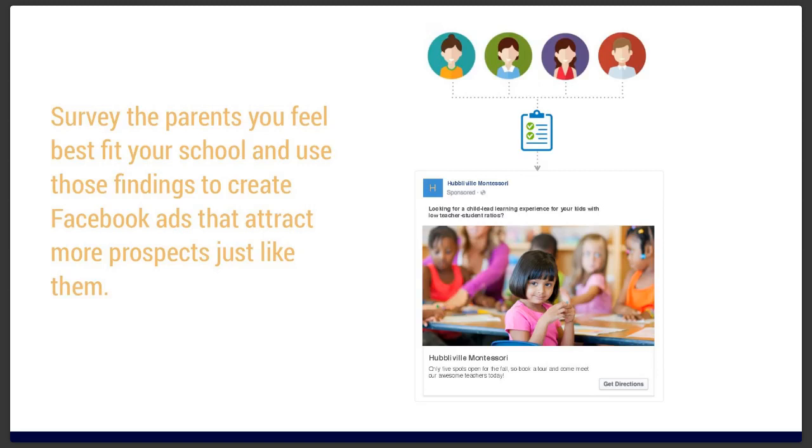The way you do that is you talk to the parents that you have that are raging fans of your school and are the best parents, and you love them. You want to understand how they would naturally talk about your school and how much they love it, and the kind of words and phrases they would use. And you want to use that in your advertising.